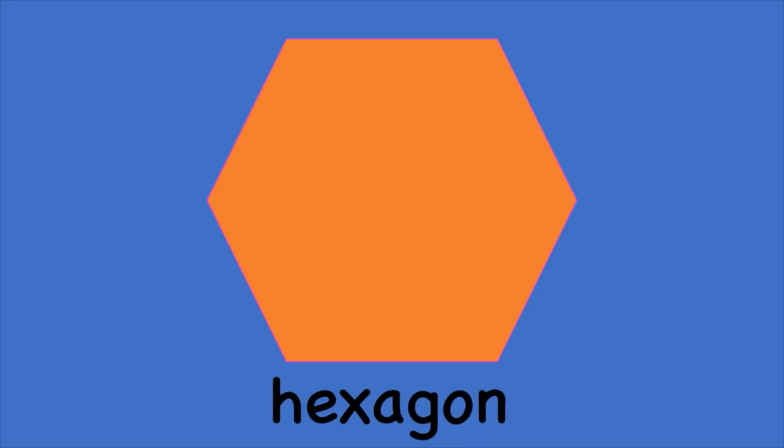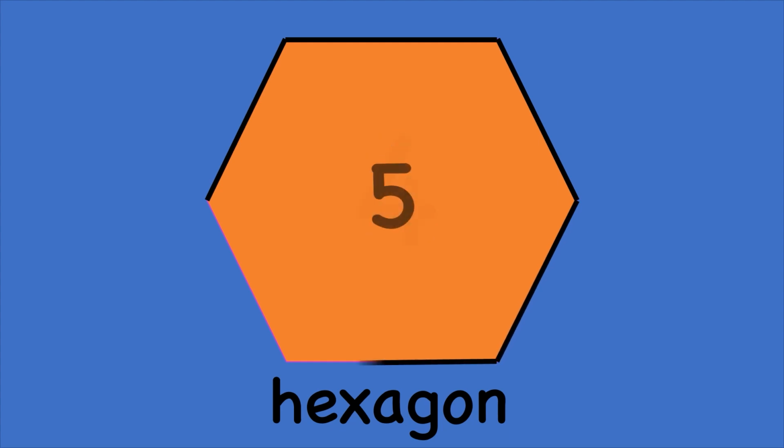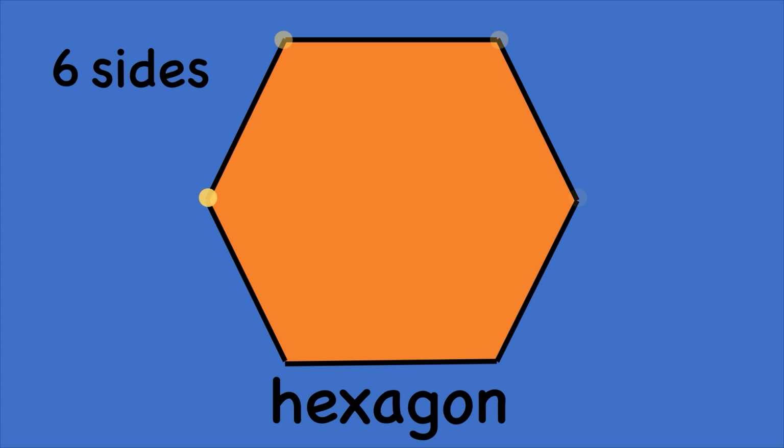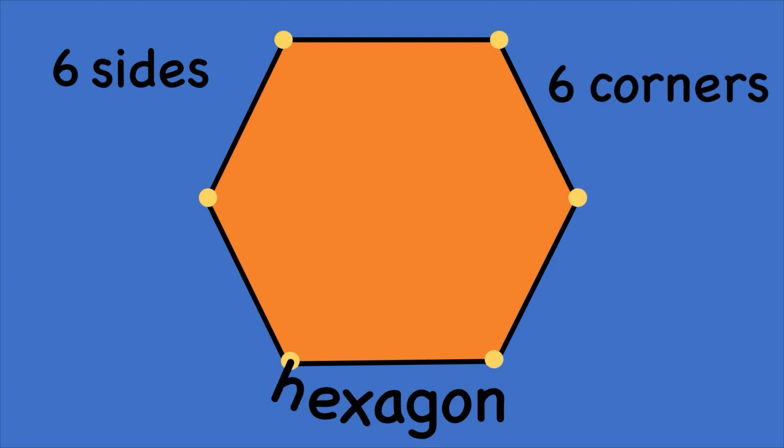Hexagon. 1, 2, 3, 4, 5, 6. 6 sides and 6 corners. Hexagon.